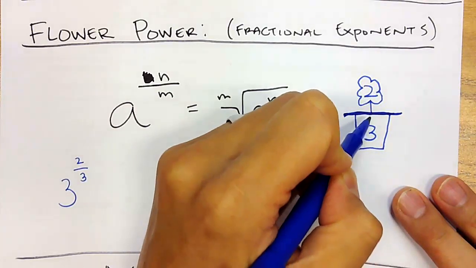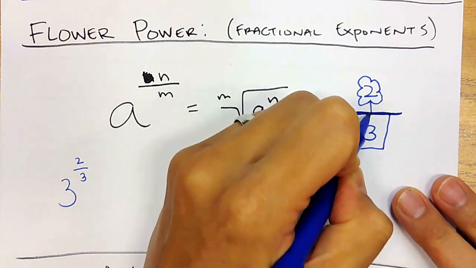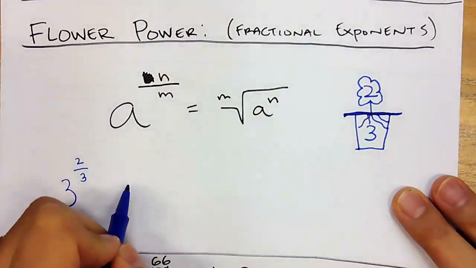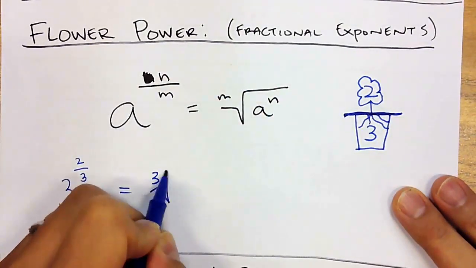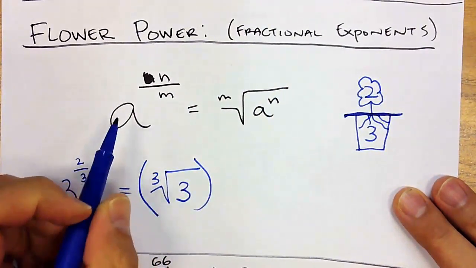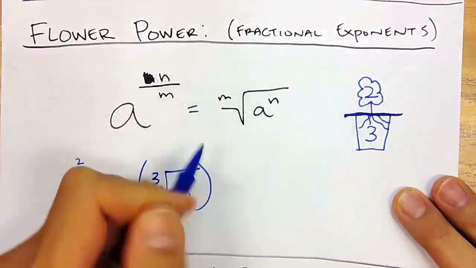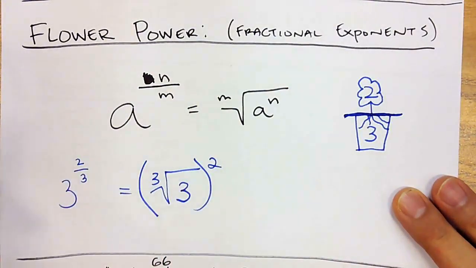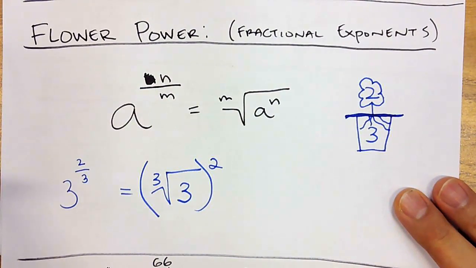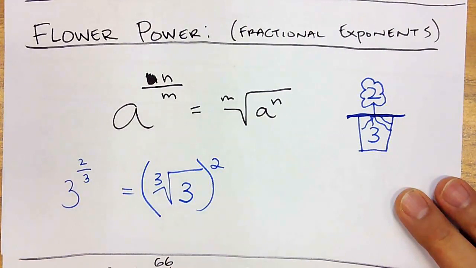So 3 is in the pot. There's roots in here, right? For the flower, so it's the cube root. This would be the cube root of 3. And then flower power. The flower is the power, so it's to the second power. All right, so that's just a quick thing for that. And we'll go over examples in today's class.